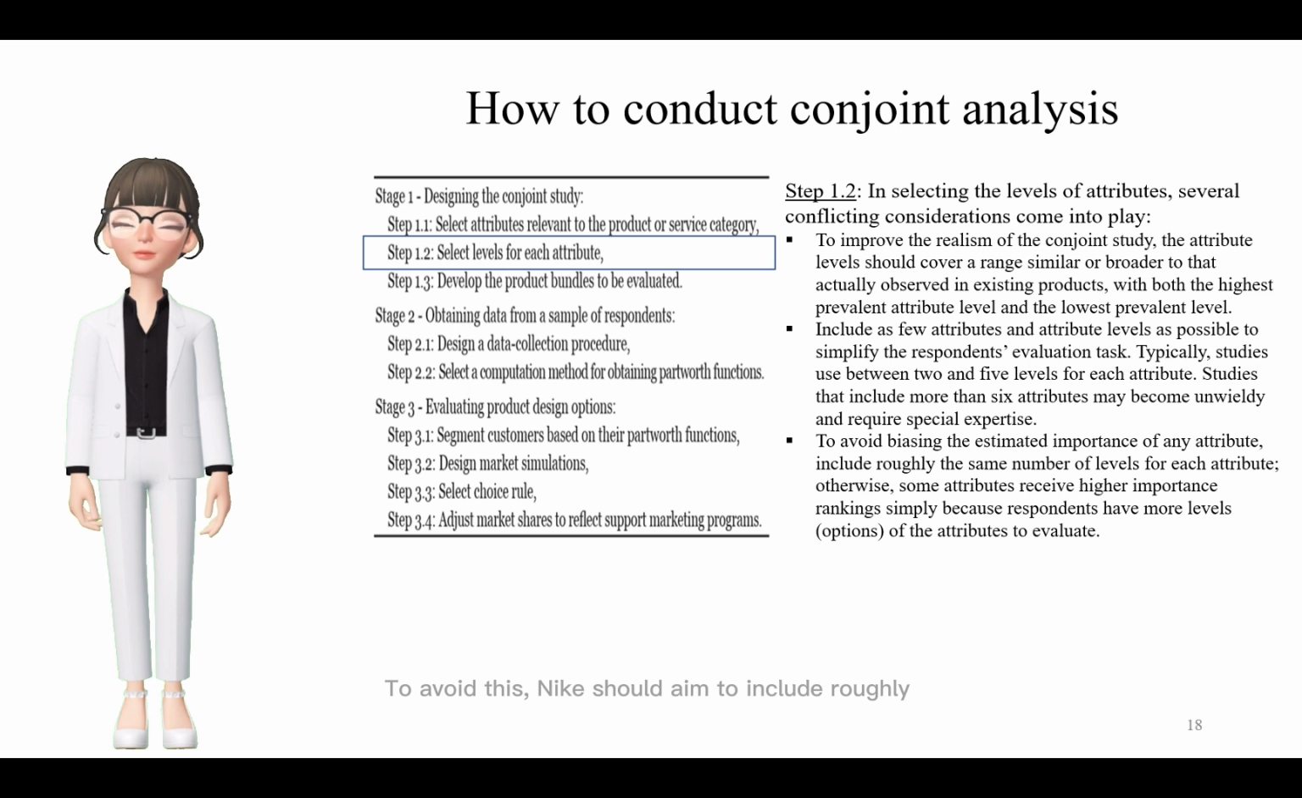To avoid this, Nike should aim to include roughly the same number of levels for each attribute in their Conjoint study. In summary, selecting the levels of each attribute to study in a Conjoint analysis involves considering several conflicting factors such as realism and simplicity, and ensuring that each attribute has roughly the same number of levels to avoid bias.